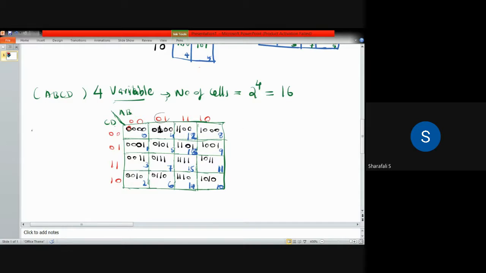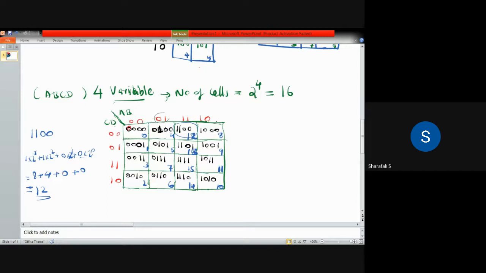This 1100 will correspond to 12. You can check that here. So for 1100, I'm talking about this cell: 0 into 2 raised to 0 plus 0 into 2 raised to 1 plus 1 into 2 raised to 2 plus 1 into 2 raised to 3. So what is this value? This is 0, so 0 plus 0, plus 2 raised to 2 is 4, 4 into 1 is 4, plus 2 raised to 3 is 8, 8 into 1 is 8. So the total will be 12. This is how we calculate addresses.